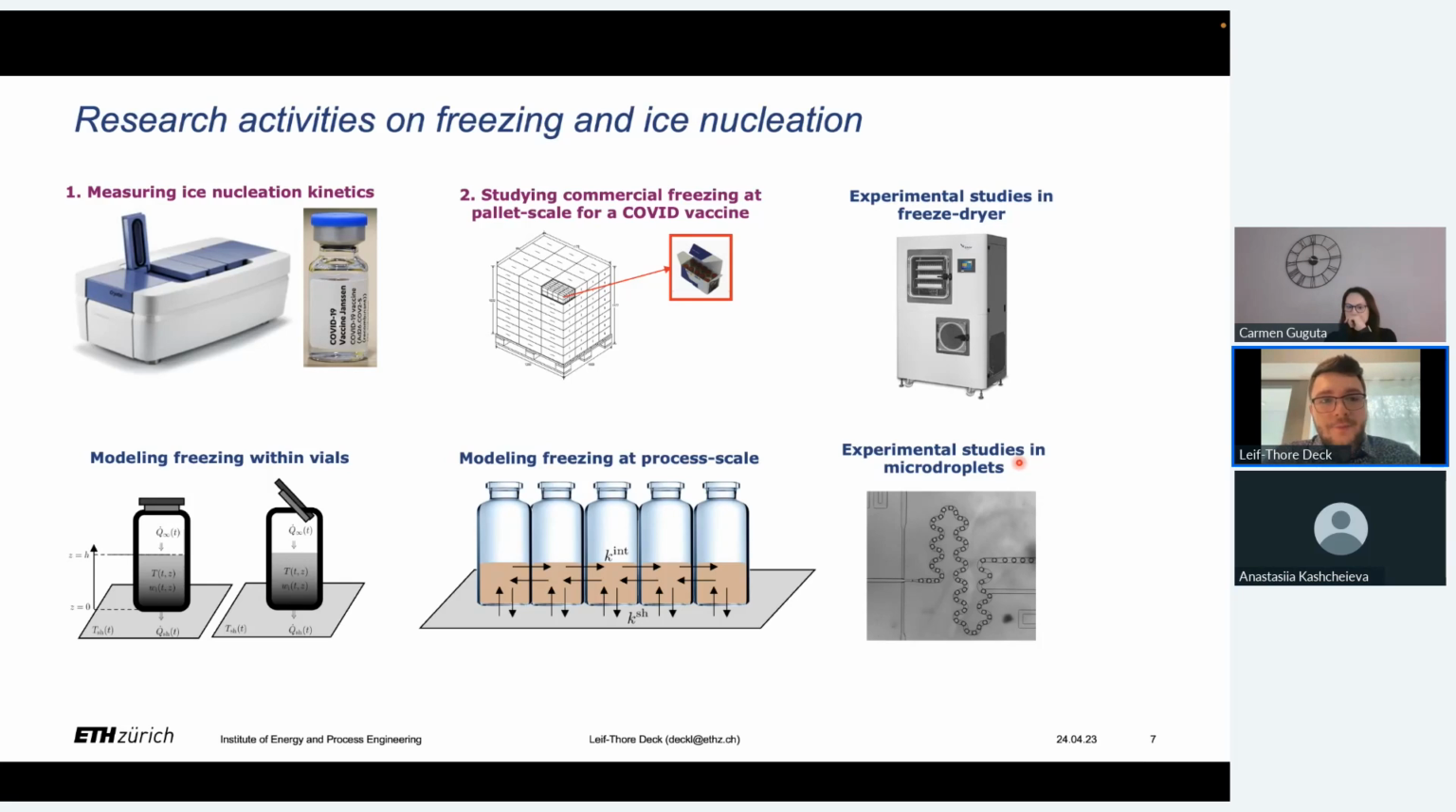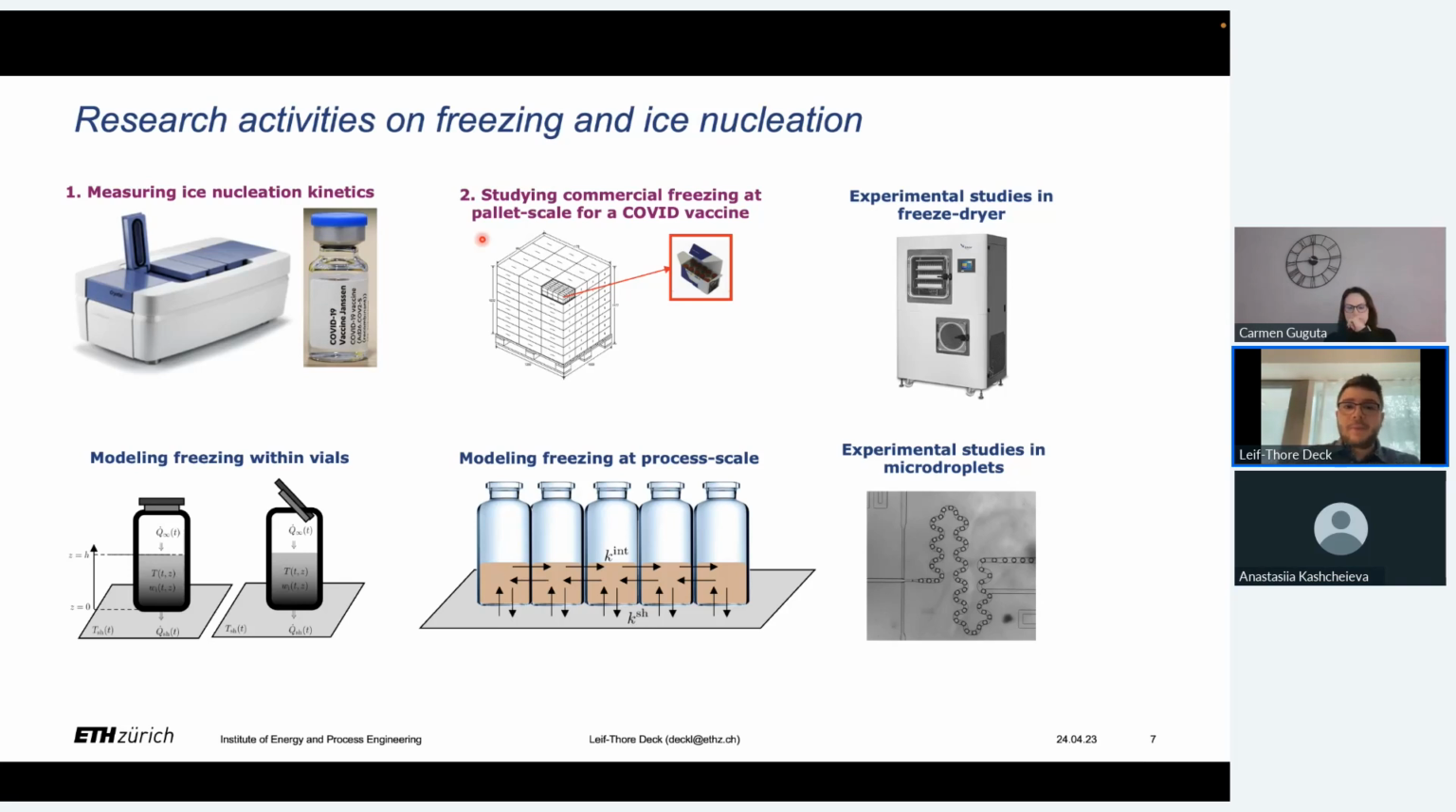So I would like to really explain two things. The first one is how we can actually measure ice nucleation kinetics to better understand this phenomenon on a quantitative scale. And this is something we do in the Crystal16. And the second thing is I would like to underline how this actually plays a role in the commercial freezing process. If we look at the pallet scale freezing for the Janssen COVID-19 vaccine, which is the process for which we analyzed also engineering run data, and we have a mechanistic model.